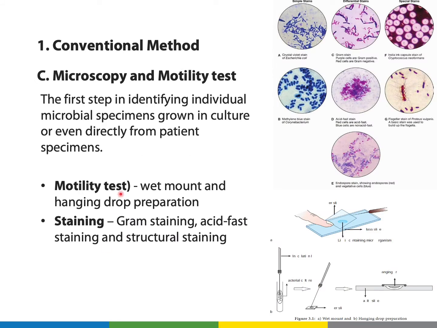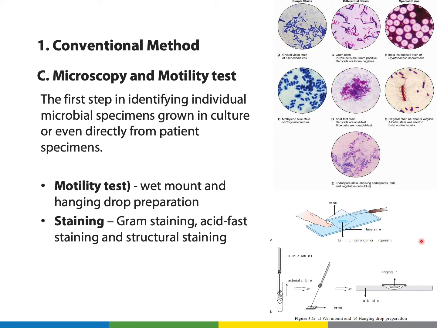So the last method for conventional is your microscopy and motility method. This is the first step in identifying an individual microbial specimen grown in culture or even directly from a patient specimen. So you have two tests. Your motility is commonly done to detect living microorganisms.